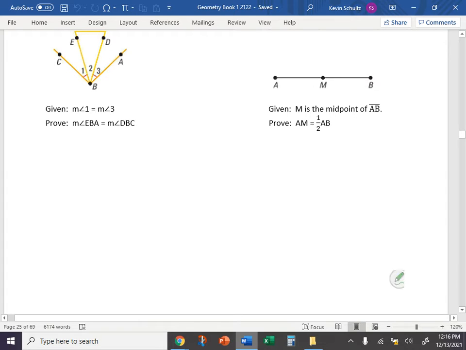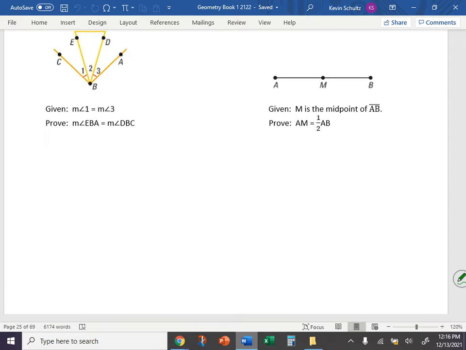Good day, Geometry. We are back with PO16 looking at another proof. The class has spoken, and one person decided on this bottom left one, where we've got this figure with the angles and the numbers. It says, given that the measure of angle 1 is equal to the measure of angle 3, prove that the measure of angle EBA is equal to the measure of angle DBC.